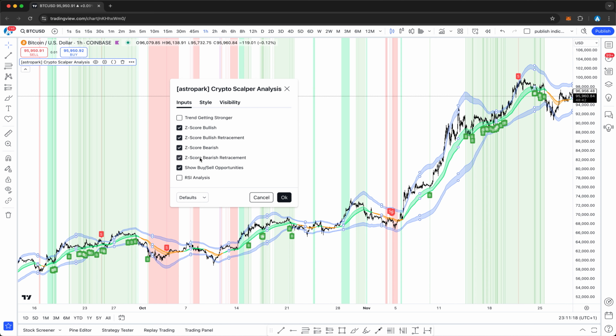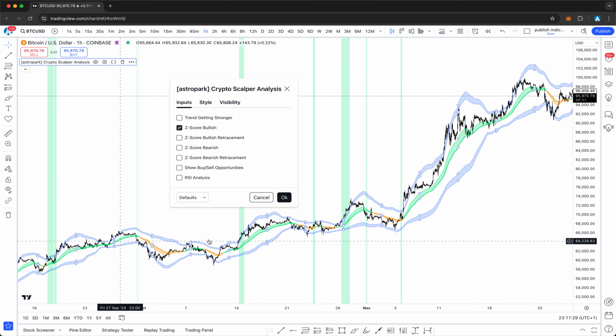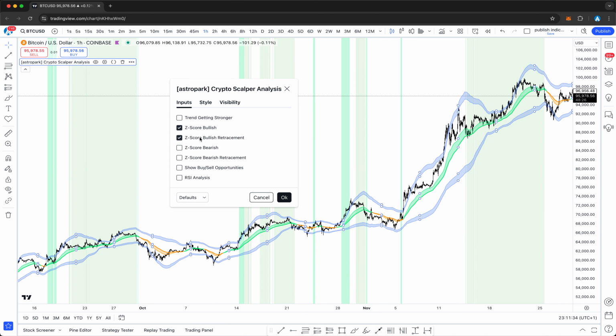Okay, so for example, let's disable everything. Let's just highlight the bullish Discord. Discord bullish is the light green. The darker green is a retracement, so when basically the indicator thinks that we are having a retracement. Just imagine you are a breakout trader. You long the breakout, so you expect price to go much higher.